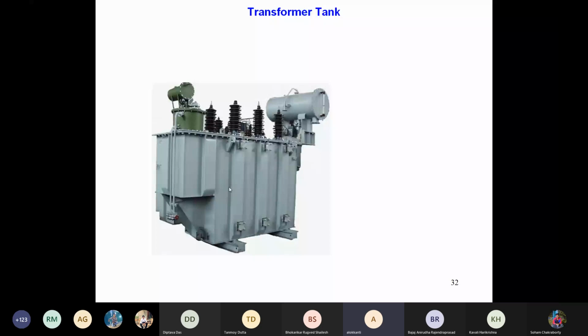And then suppose you make it black, then it will itself absorb heat. So you would not like to make it black. You would like to make it as light as possible. So this is the color that is chosen for transformer design.